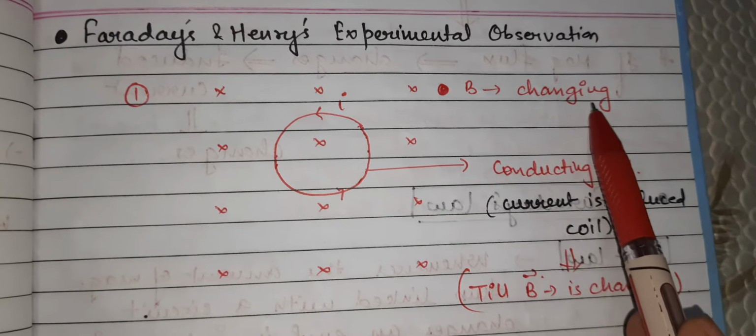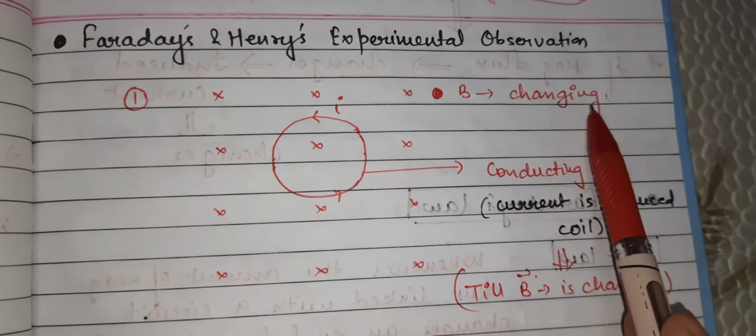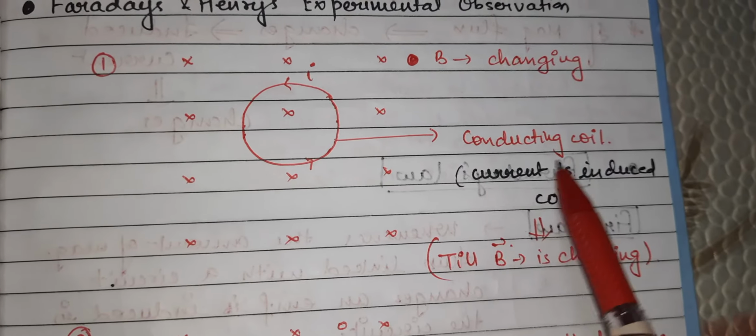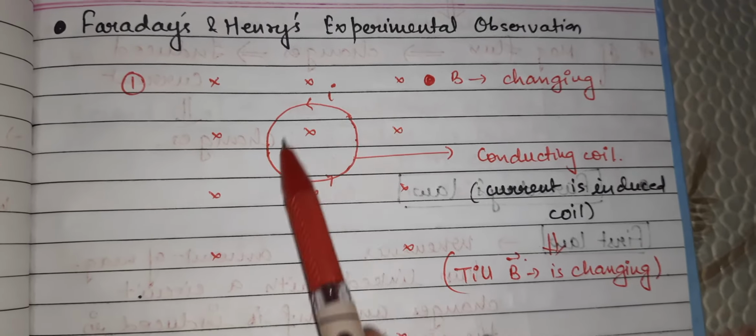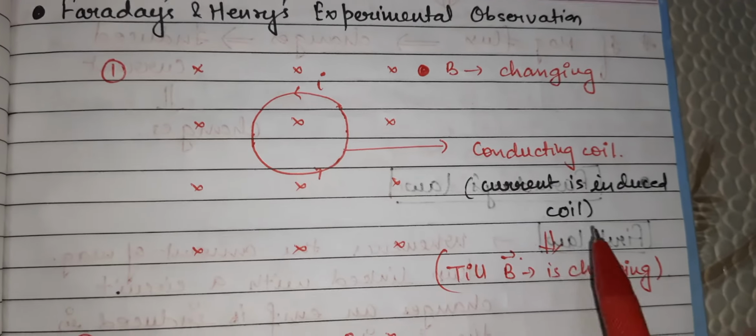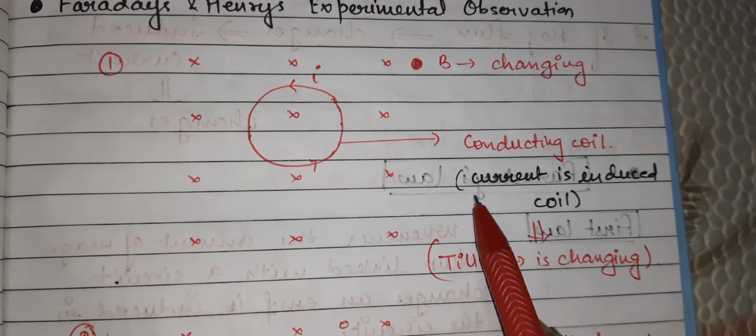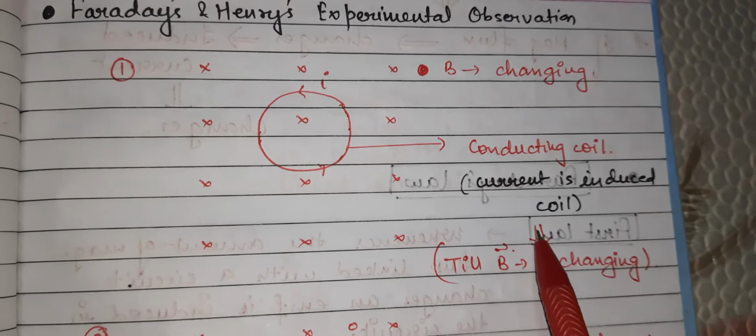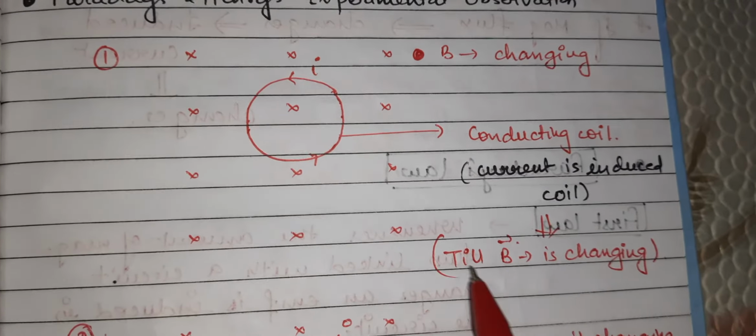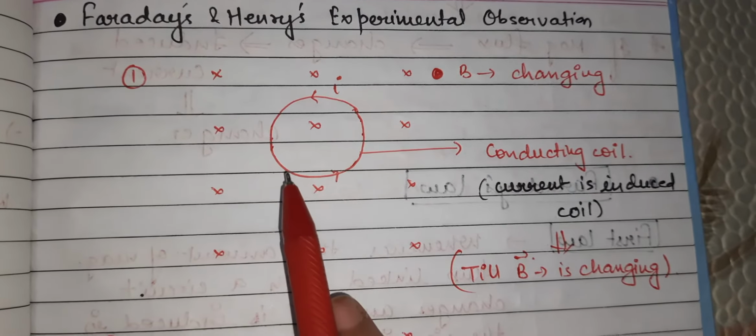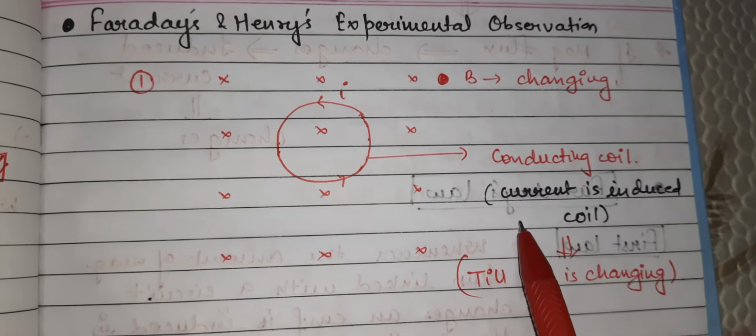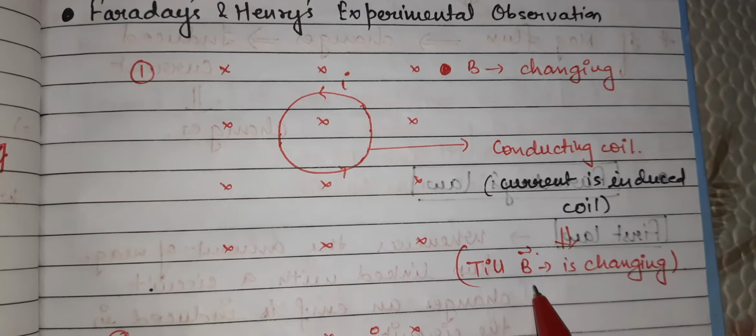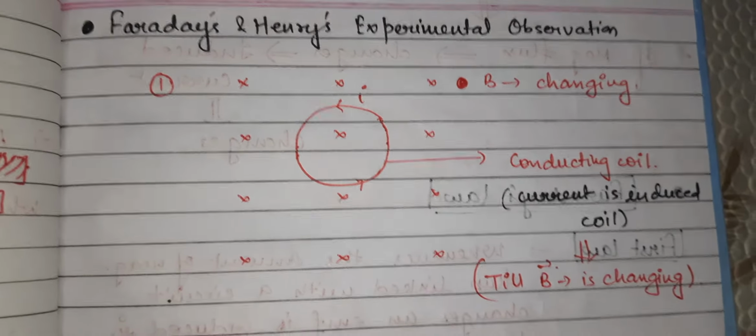Now they keep on changing the magnetic field strength across this area. When the flux changes, because the magnetic field lines through the unit cross-sectional area are changing, they observed that current is induced in the coil. This process continues as long as B is changing. If you keep on changing the magnetic field, there will be continuous production of induced current. And if you stop the change in the magnetic field lines, the production of induced current will also stop.